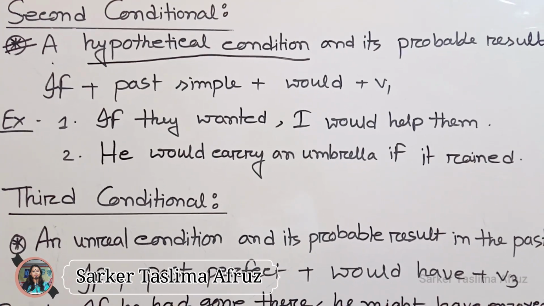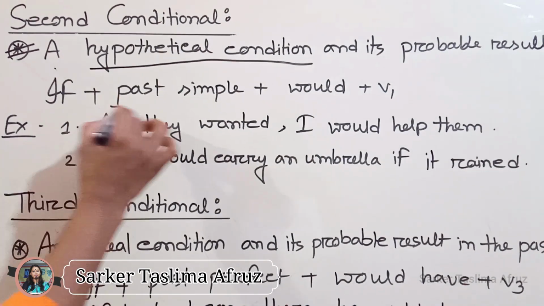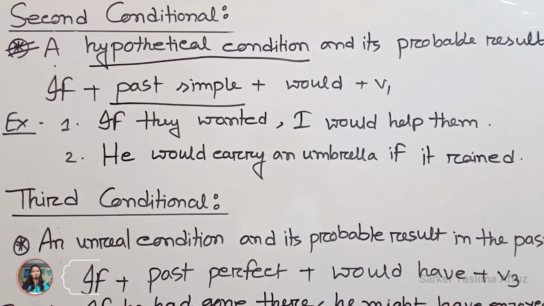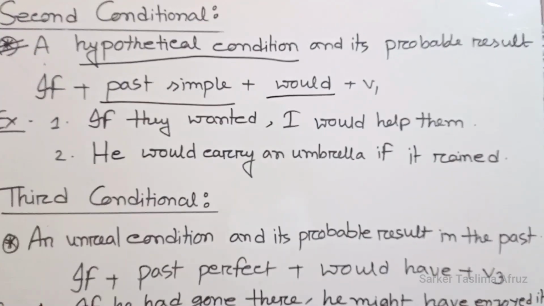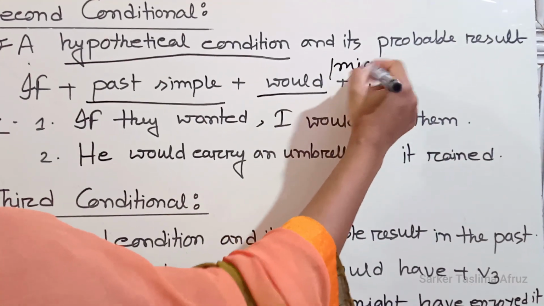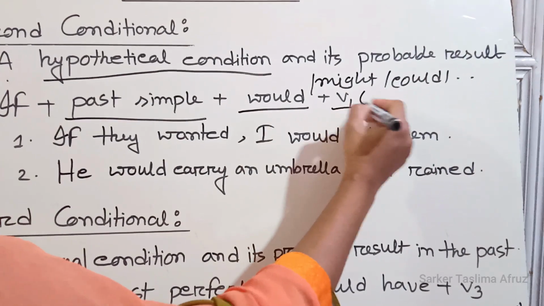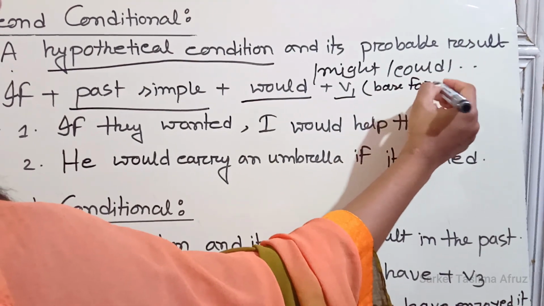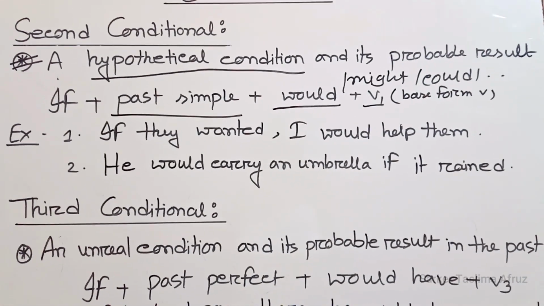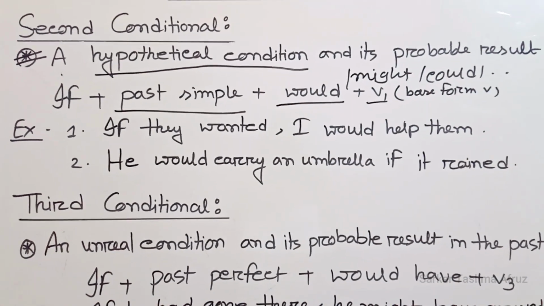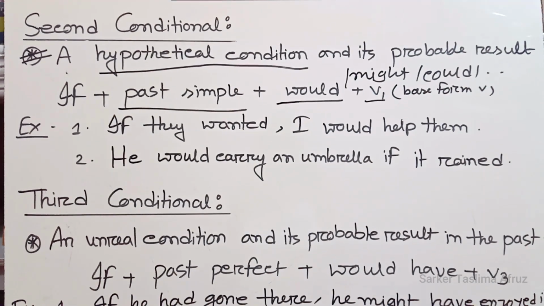At the same time, it's important to mention here, you can see I have written the if clause uses the simple past, and the main clause uses the past conditional. Past conditional means I have written here would. You can also write might, could or should, and after that V1, that means base form of verb. So I hope you understood the formulation of second conditional: if plus past simple, and past conditional, which will be would plus V1.